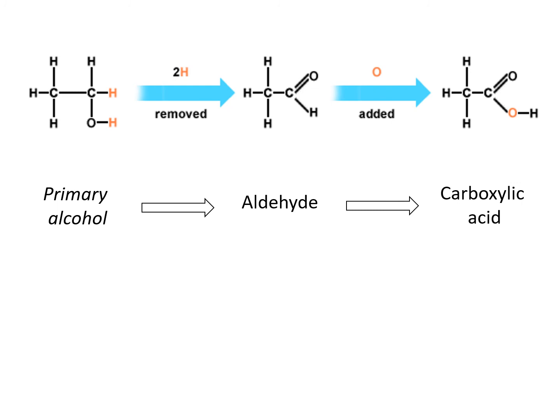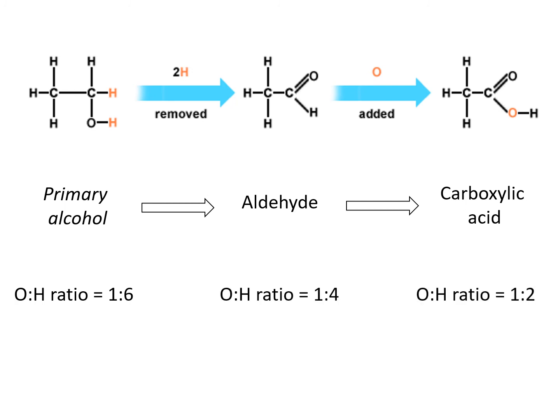And if we just check to see if oxidation has actually taken place, the way that we do that is by looking at the oxygen to hydrogen ratio. For the primary alcohol, it is 1:6. For the aldehyde, it is 1:4. And then for the carboxylic acid, it is 1:2. And in each instance there, hopefully you can see that the oxygen to hydrogen ratio has increased. So that's the oxidation of primary alcohols.